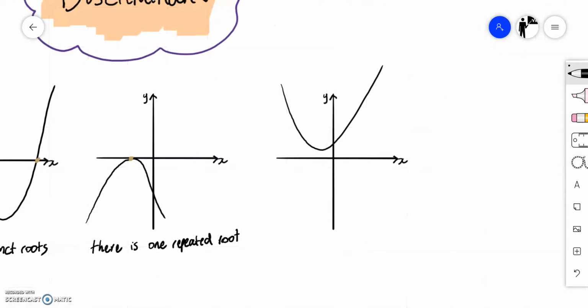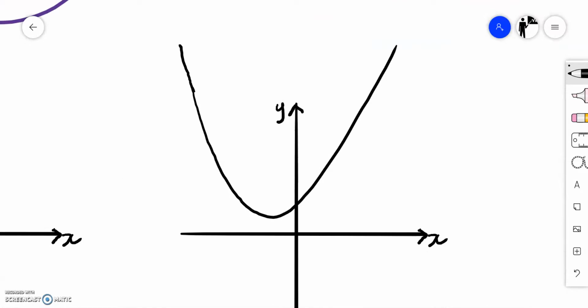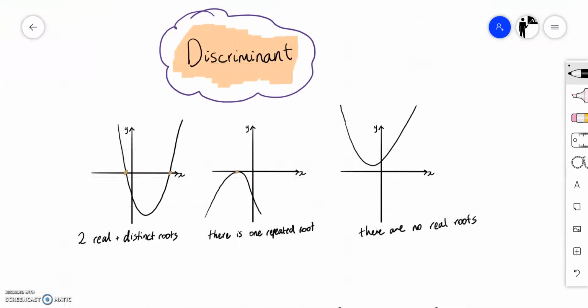And if we have a look at this last parabola, obviously this would be continuing up a bit more, we can hopefully see that there are no roots. There is no point that this parabola crosses the x-axis. So we would say there are no real roots. So after seeing this video, we're going to be able to calculate the discriminant. And based on our answer, we'll be able to classify that quadratic into one of these three categories. It has two real and distinct roots, there's one repeated root, or there's no roots.